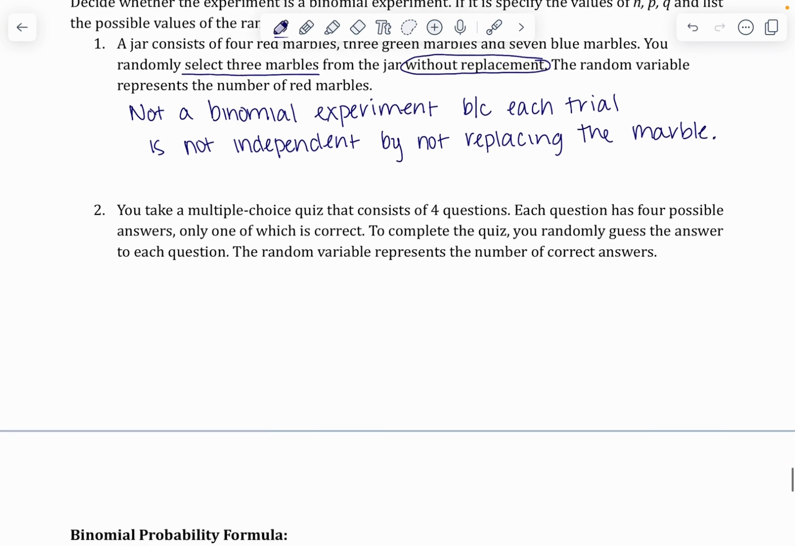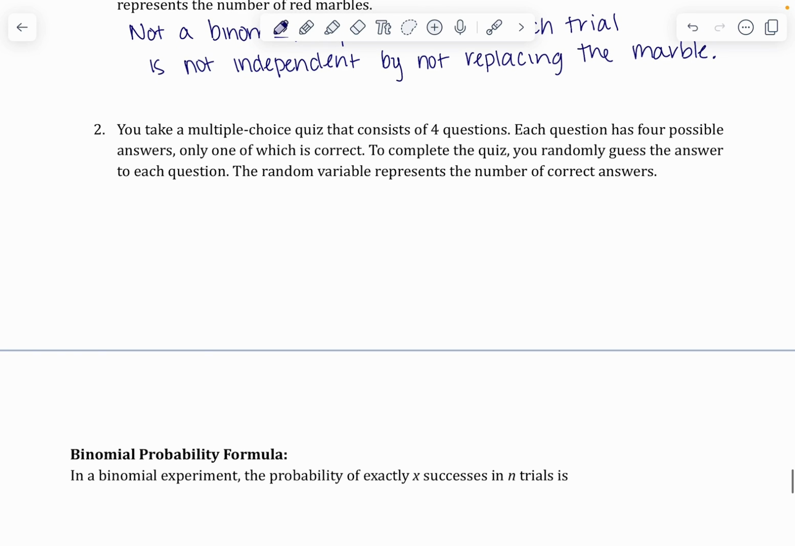Okay, our second example, you take a multiple choice quiz that consists of 4 questions. Each question has 4 possible answers, only one of which is correct. To complete the quiz, you randomly guess the answer to each question. The random variable represents the number of correct answers.